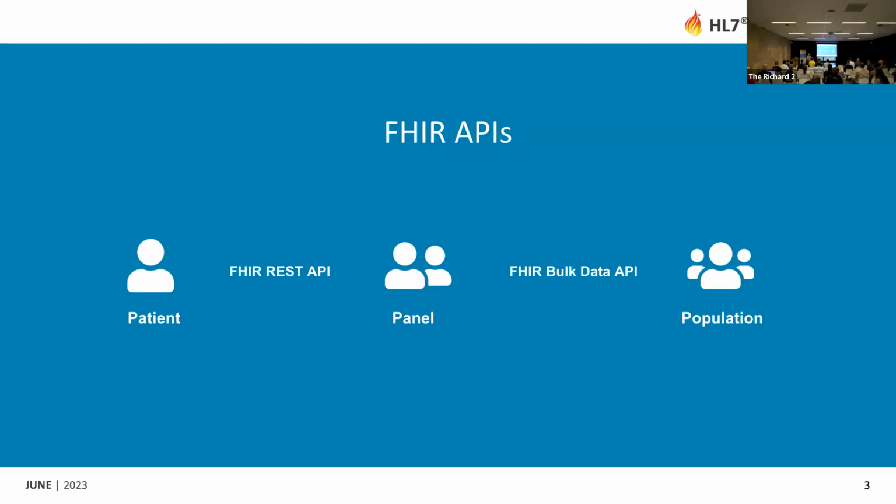But then when you get to population level data, where you want to transfer your data on a large number of patients into another system, or send data to a registry, that's where the FHIR REST API starts to break down. It wasn't really designed to pull data on thousands of patients or hundreds of thousands or even millions of patients. And so that's where we really started. That's why we developed the FHIR Bulk Data API, to be able to target those types of use cases using FHIR.